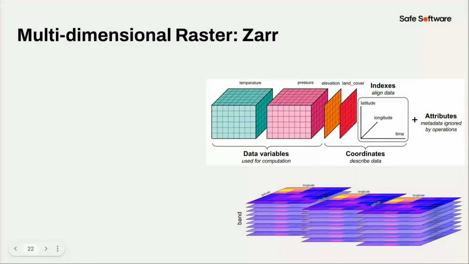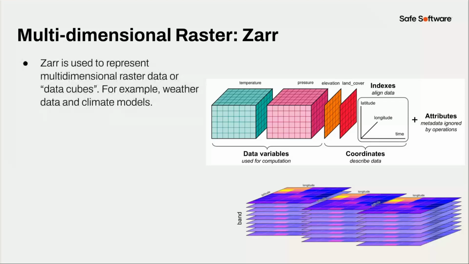If you have multi-dimensional rasters, you can use something like ZARR. Multi-dimensional rasters would be something like if you have a data set that has many data variables, like climate or ocean data. So in this example, we've got the data variables and then the coordinates that describe the data: temperature, pressure, and then the description of the data, like elevation, land cover, and location. When there's data like that, something that can handle multi-dimensions is a better fit.